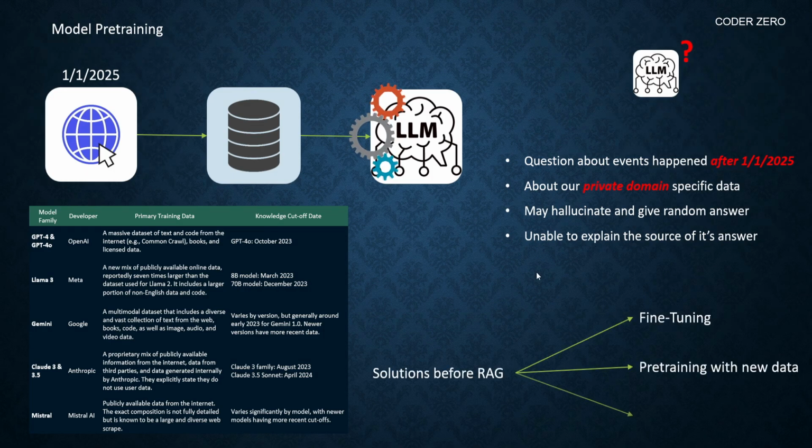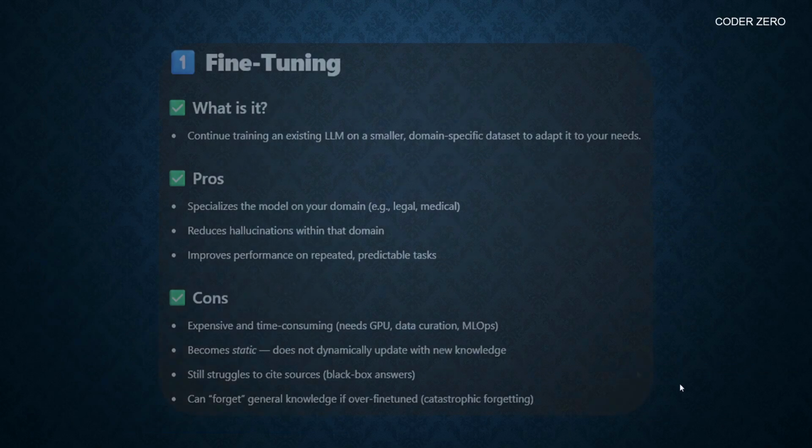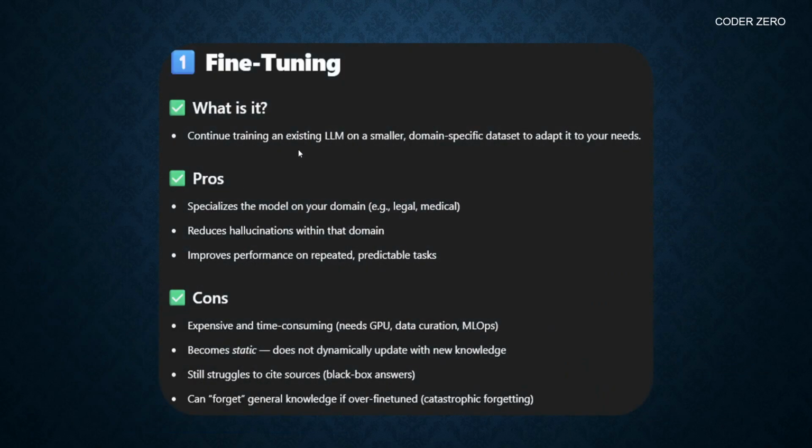Now, to solve this, we have fine tuning, we have pre-training with new data, we have few shot learning. Fine tuning means continuing to train an existing model or LLM on a smaller domain specific data set to adapt it to your needs. So basically we collect a new data set and then we fine tune the model on this data set. Some pros of this approach are that it specializes the model on your domain, it reduces hallucination within that domain, and it improves the performance on repeated predictable tasks.